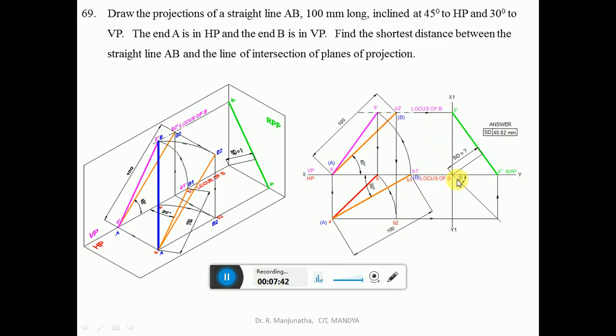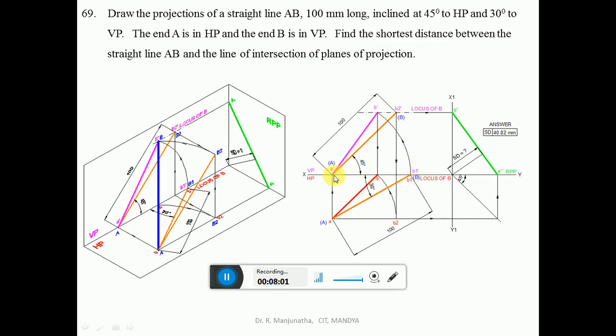Now since we need to find out the true length in the vertical plane first, we are going to consider the true length in HP. Since it is the true length in HP, obviously that line has to be parallel to HP. So A dash is on HP, so B1 dash also has to be on HP. Since B1 is on VP, B1 dash and B1 both will be on HP and VP.